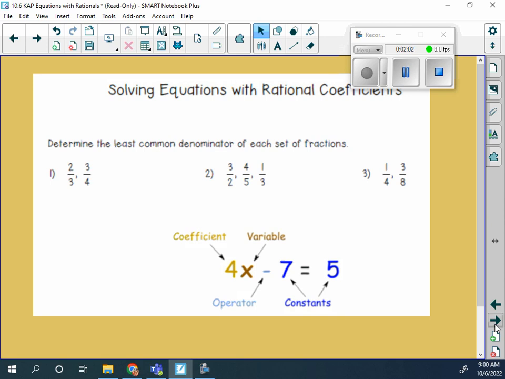Okay, so let me go ahead and say something about what we're doing today. If you notice, we're now solving equations where we have rational numbers, meaning fractions and decimals. So is that really going to change our process completely? No, it's just going to mean we're doing it with harder numbers, okay?